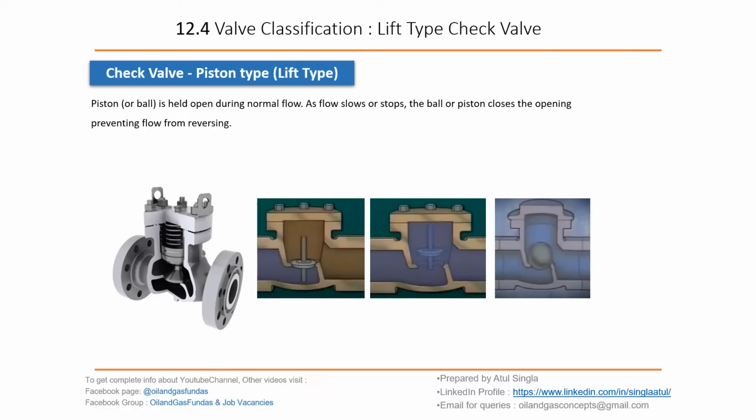As the flow slows or stops, the ball or piston closes the opening, preventing the flow from reversing. If the flow gets slow or the amount of flow is less, then this piston or this ball will come down and close the opening. So there is no reverse flow. This is the main function. The flow itself raises it up, and when it comes down, reverse flow is not possible.